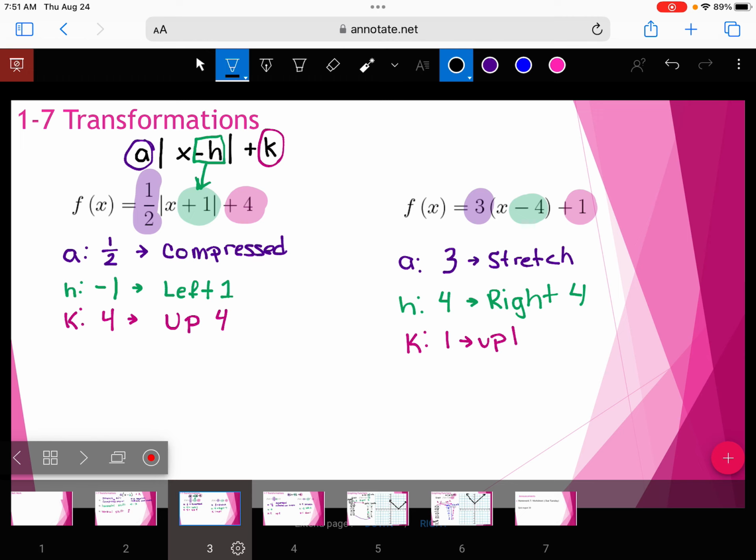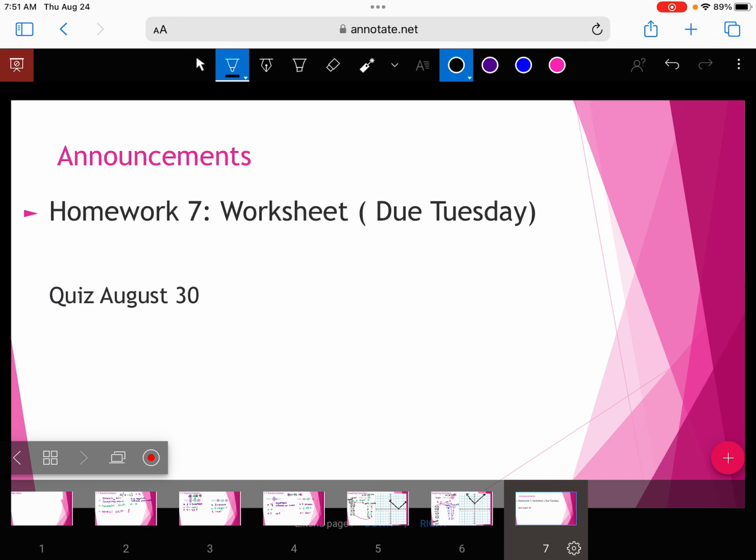What is A? What's it mean? What is H? What does it mean? What is K? What does it mean? Okay, so use this time, work on homework 7, ask questions. I'm here to help. I'd love to help. And all that jazz. Let me turn off the screen.